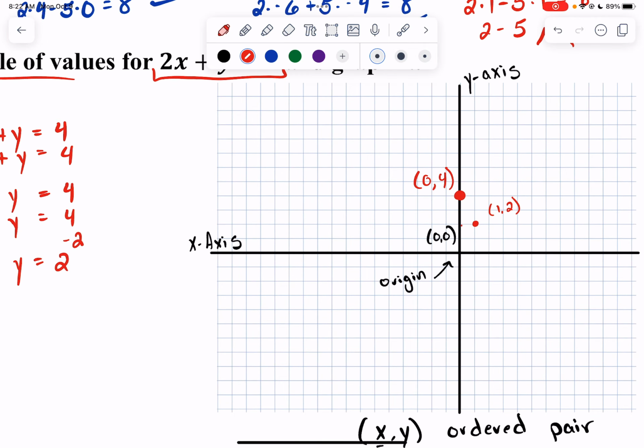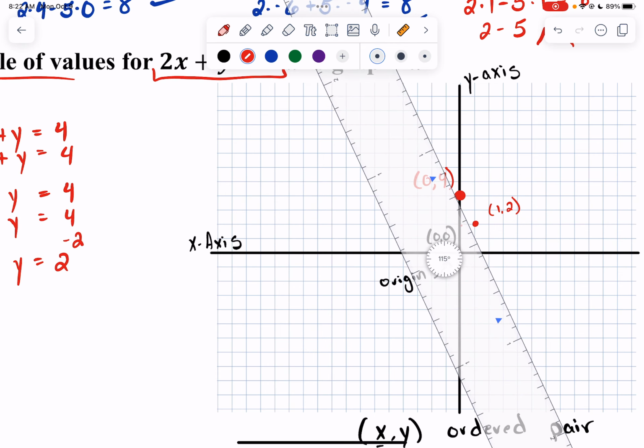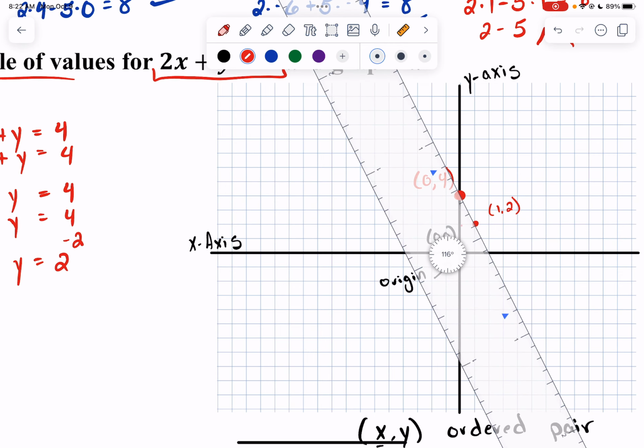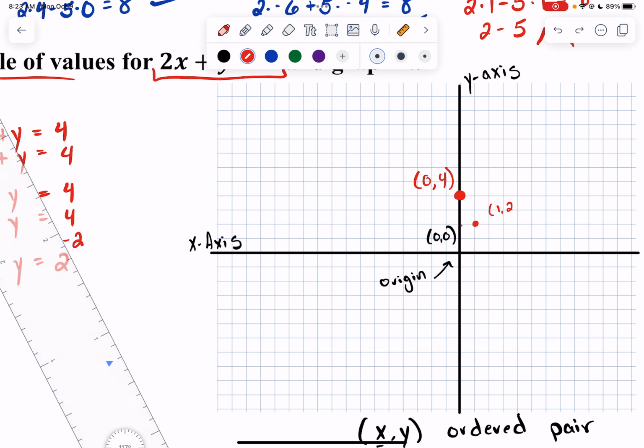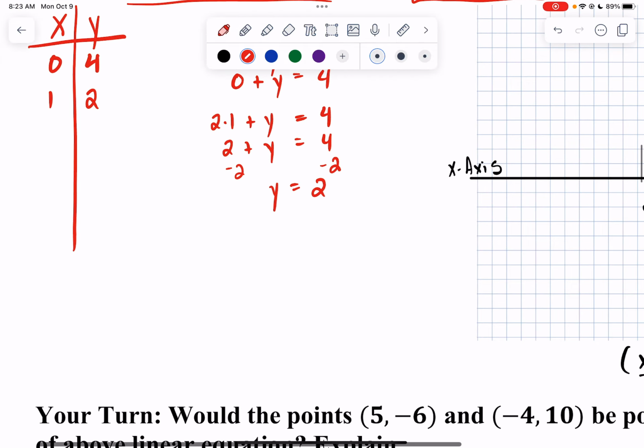Okay, so I could at this point connect the dots, right? I can grab my ruler. I don't know if you'll be able to see the ruler. I put my ruler up there, connect the dots, and then I can draw in my line. Okay, but what if I'm wrong? So we're going to need more than 2 points. So let's go ahead and find some others.